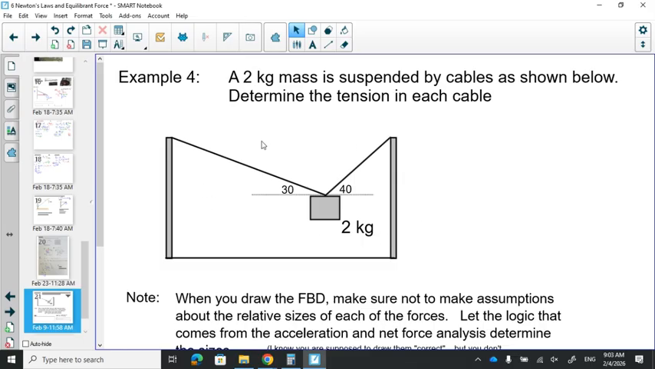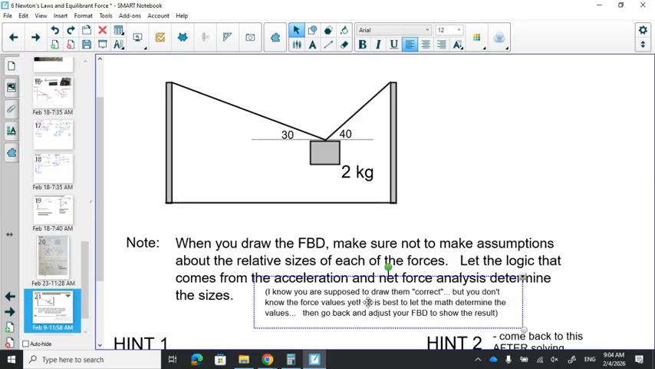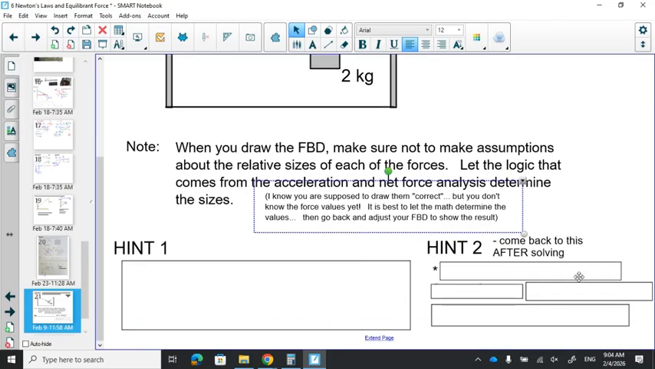Okay, so you've got equal height poles. We've got something that's suspended by these two cables. So something to watch for, like I've been saying, is when you make your free body diagram, you've got to be careful about the sizes of the forces. If you're given a free body diagram and the arrows were a certain size, you can't trust what they drew, let's say. And of course, you want to draw the correct one, but you might go back and adjust, like I've shown, right? I'm going to come back to this hint afterwards.